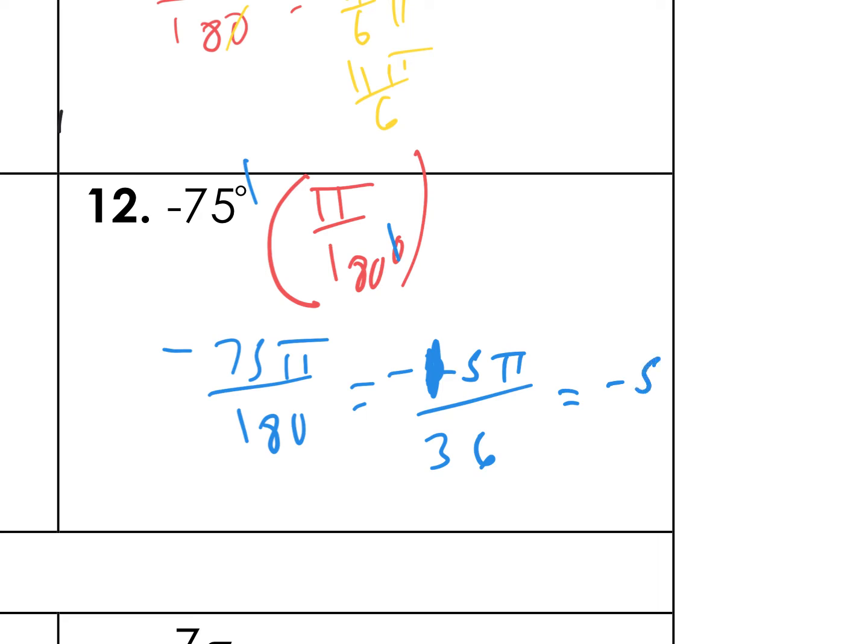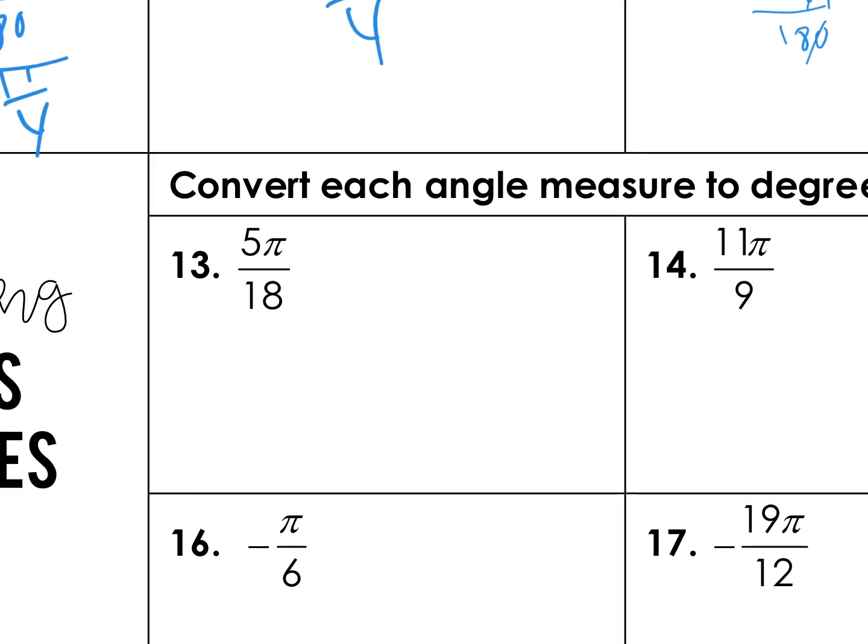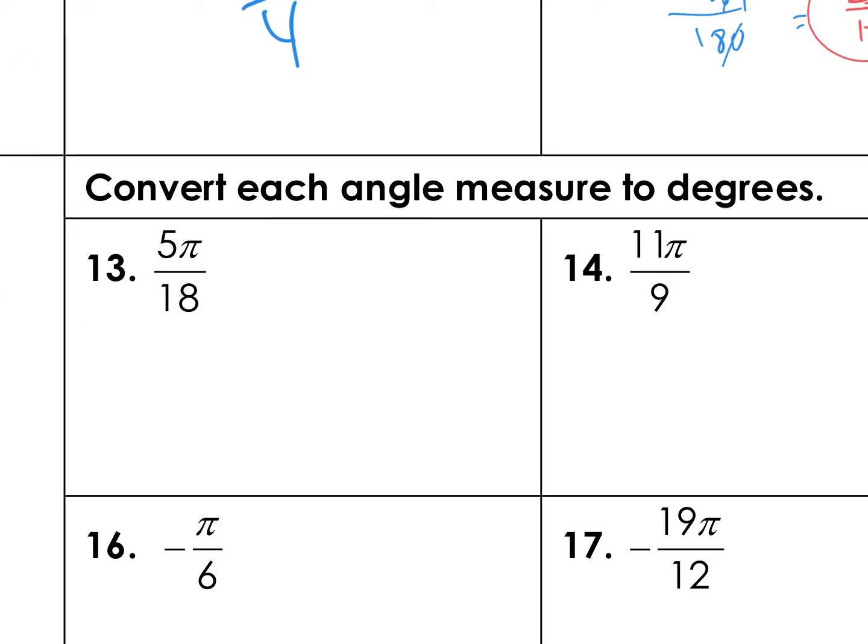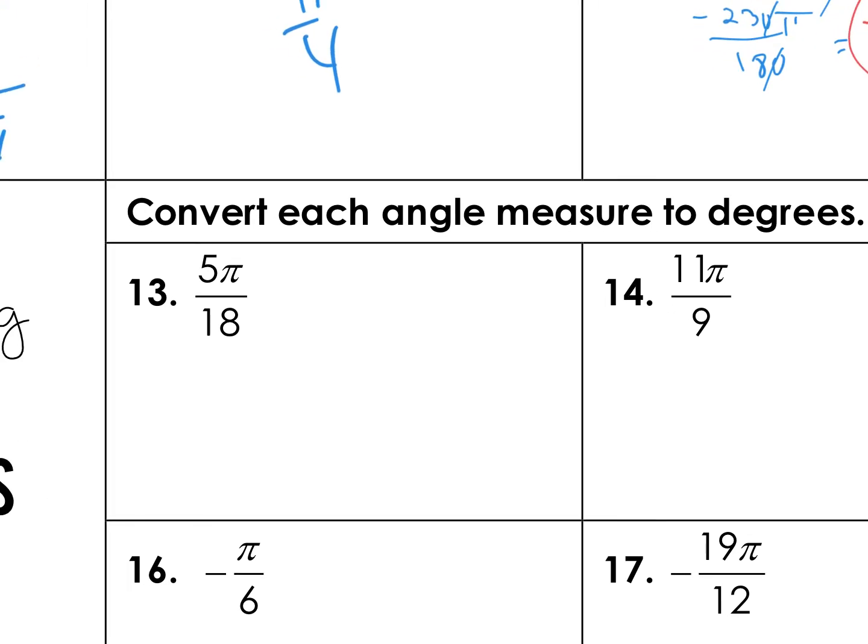Negative 5 pi over... Whoa. That's not pretty either. Yikes. All right. Let's now convert angles to degrees, the other way around. So 180 over pi. So now my 180 degrees has to be on top.